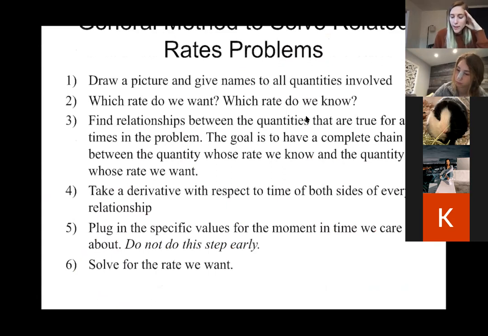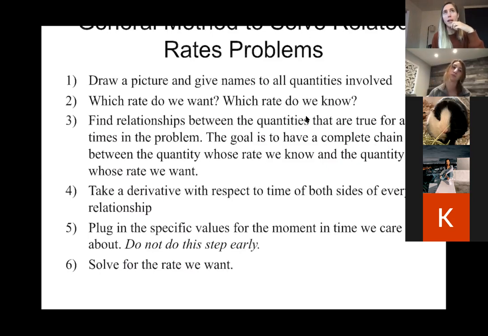And then we want to find the relationships between the quantities that are true for all times in this problem. So basically come up with the equation that gives the relationship between the quantities that you care about. The goal is to have a complete chain between the quantity whose rate we know and the quantity whose rate we want. What I mean by number 3 is we want to come up with an equation that has the variables of the quantities that we care about.